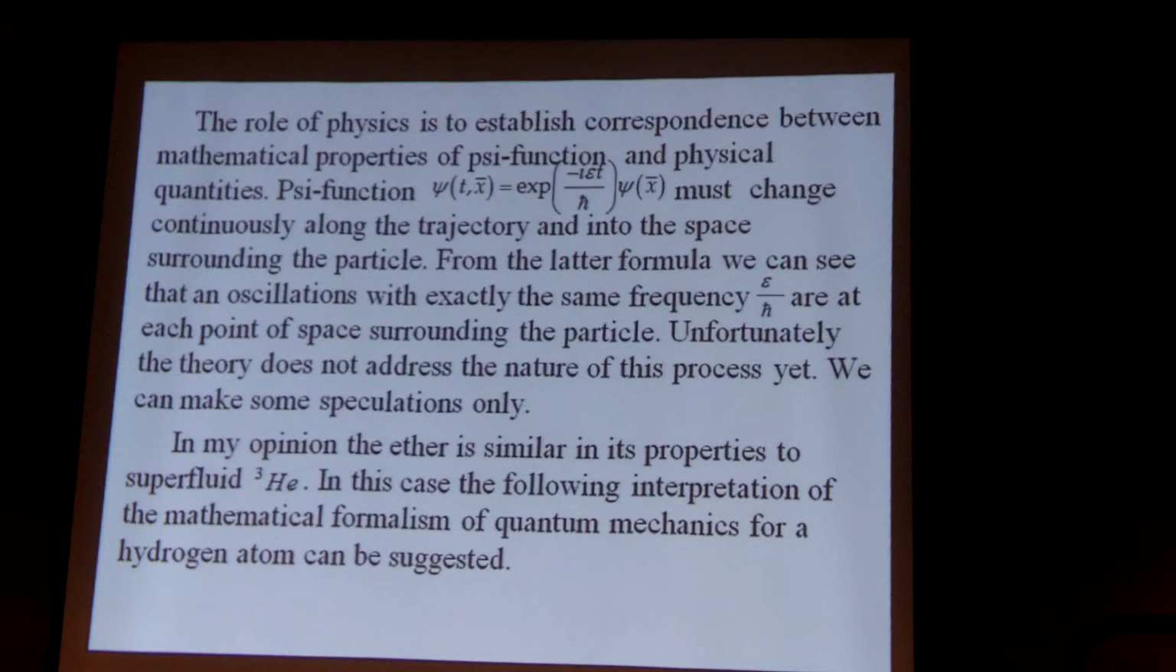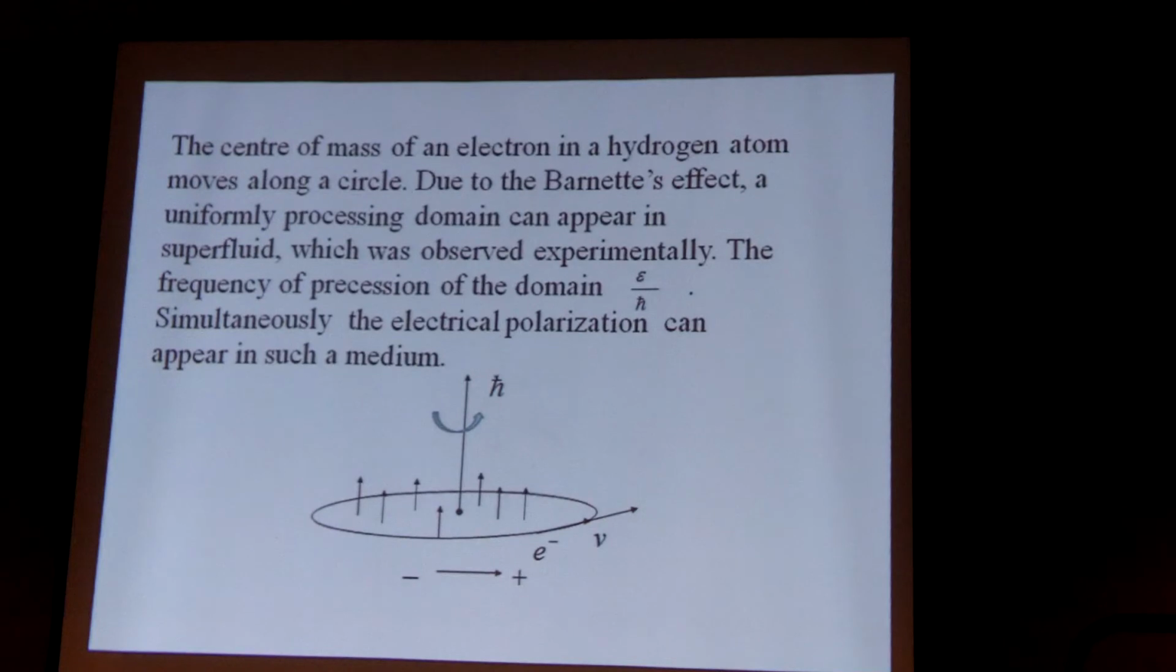In my opinion, the ether is similar in its properties to superfluid helium-3. In this case, the following interpretation of the mathematical formalism of quantum mechanics for a hydrogen atom can be suggested. The center of mass of an electron in a hydrogen atom moves along a circle, and due to the Barnett effect, a uniformly precessing domain can appear in the superfluid, which was observed experimentally. The frequency of precession of the domain is epsilon over h. Simultaneously, electrical polarization can appear in such a medium.